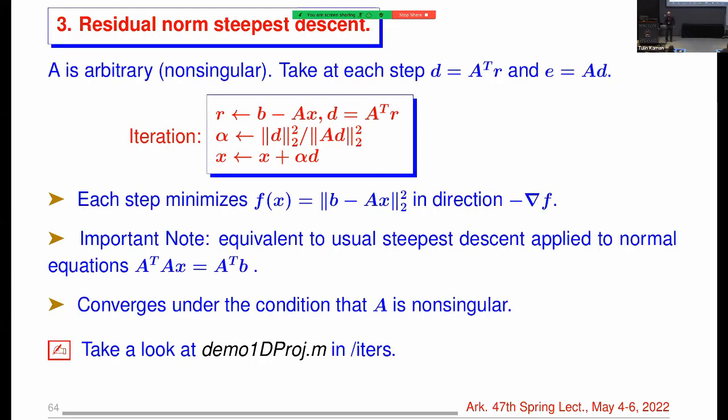The third projection method is where you take D in the form A transpose R. So now your search direction is A transpose R. And you're doing the same thing with minimizing the residual. So you take L to be A times K, so E is A times D. And you get the algorithm here. I'm going to skip the whole thing, because it turns out that this is equivalent to solving the normal equations with steepest descent.